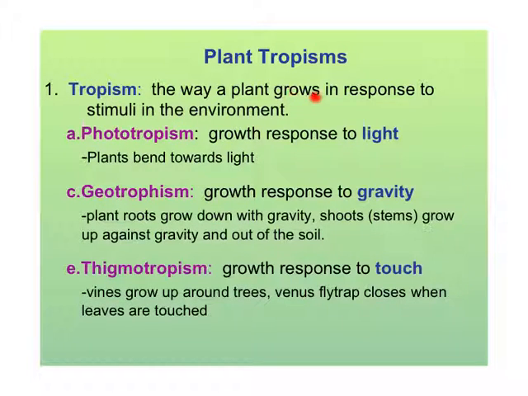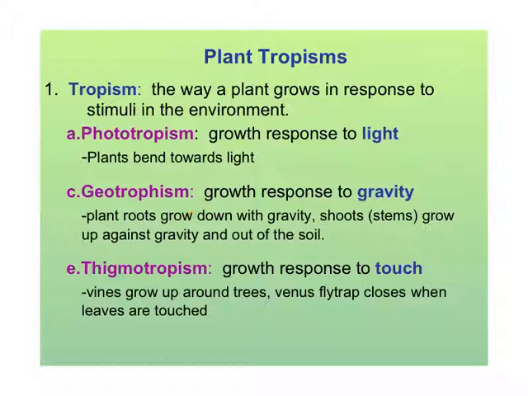Tropism is the way a plant grows in response to the stimuli in the environment. So remember how we talked about plants respond to stimuli. When you were growing plants at the beginning of the year, you may have noticed that they grew towards the light. That's phototropism. They grow in response to the light, so they bend towards the light. So a lot of students would turn their plants periodically so it would stand up straight because it would start bending towards the light.